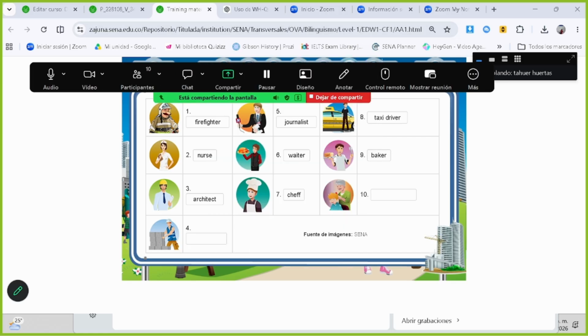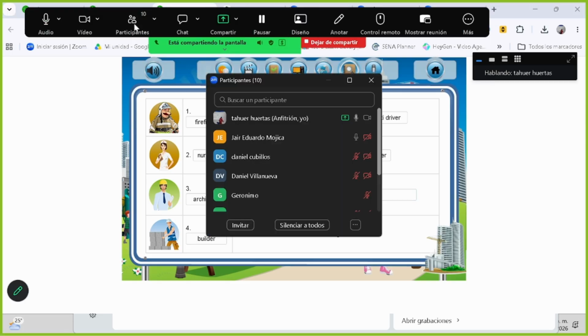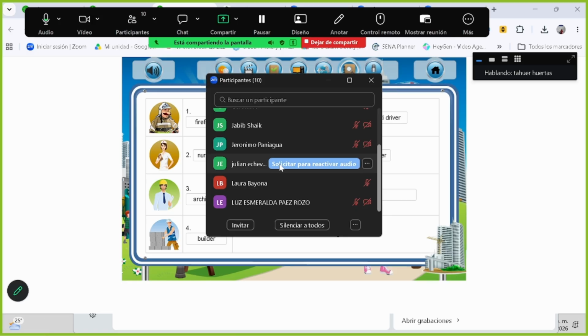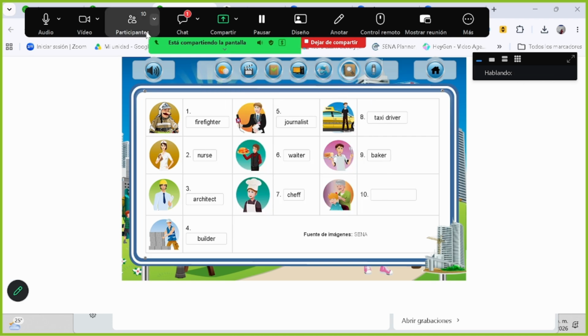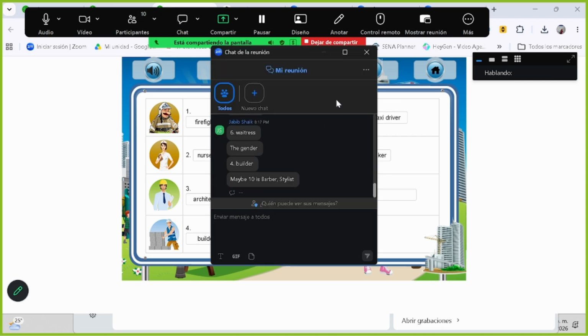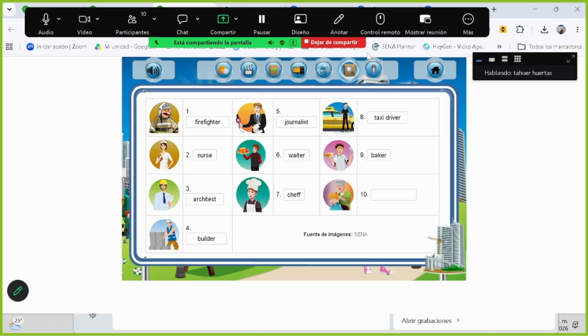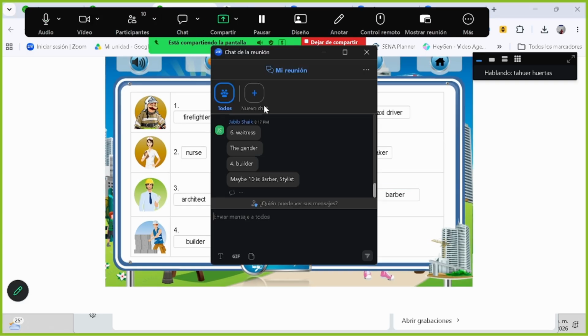Builder. Okay, builder. And number 10. What about number 10? Daniel, Jerónimo, Julián, Laura, Luz, David. Barber, stylist. Good. Oh, barber, stylist, or hairdresser.